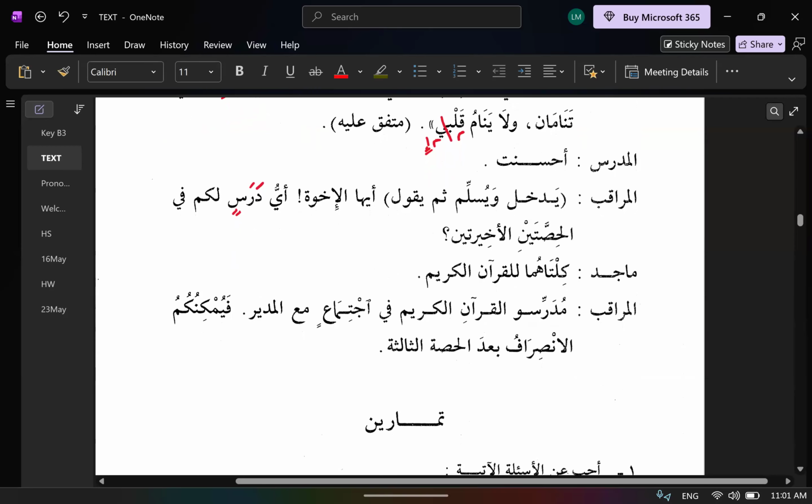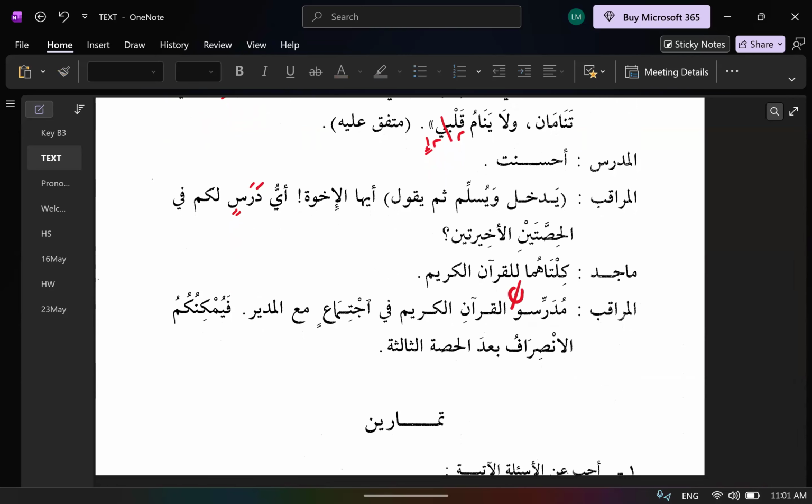Majid says, kiltahuma lil Quranil Karim. Both of them are for Quran Kareem. Muraqib says, mudarrisu, the noon got dropped, al-Quranil Karim. The teachers of Quran Kareem are in a meeting with the principal. Fayumkinukum, so it is possible, al-insirafu, dismissal is possible. That is our fa'il coming over here.